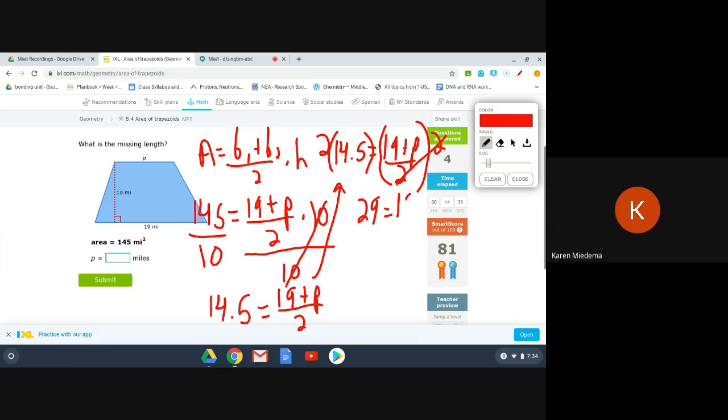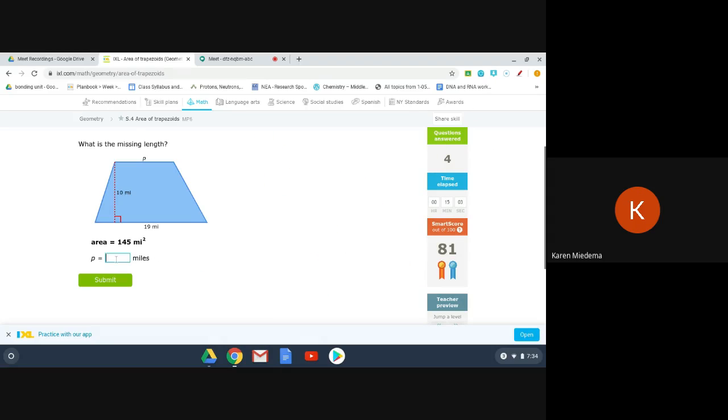Transferring down what's left on the right-hand side, I got 19 plus P. Well, to get P by itself, I need to get rid of 19, which means I need to subtract 19 from each side. 29 minus 19 gives me 10. So I get 10 for the missing length.